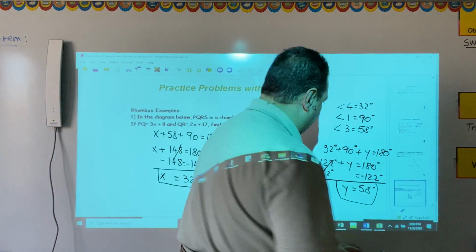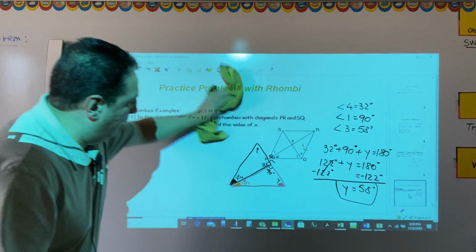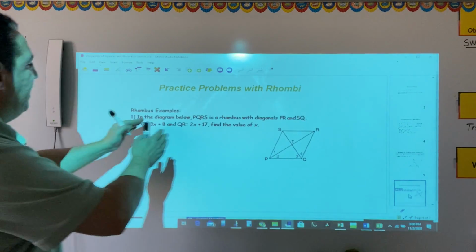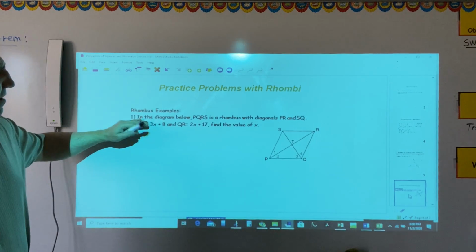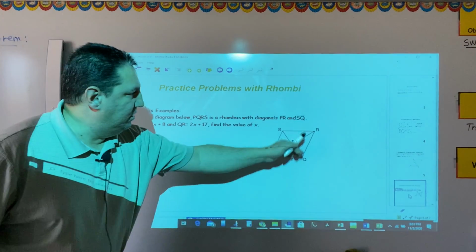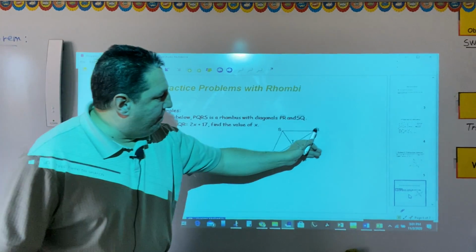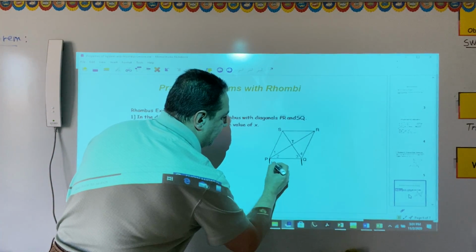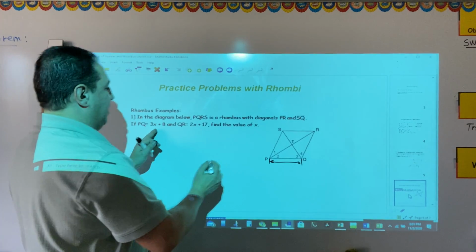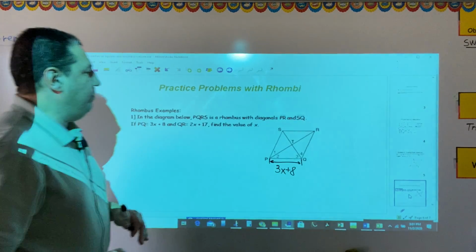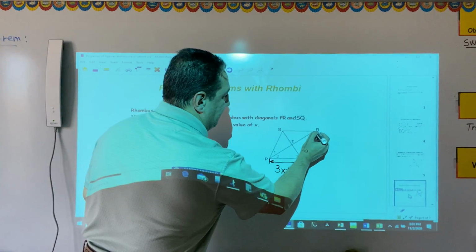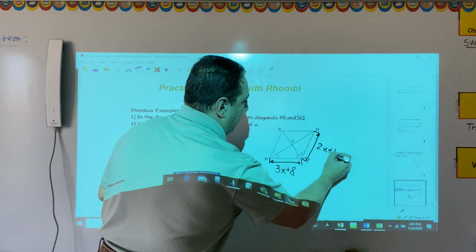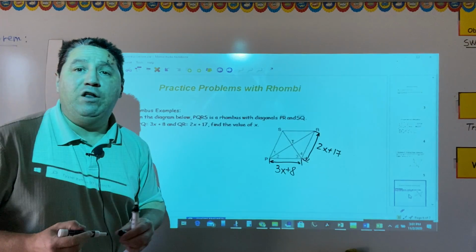And one more practice problem. In this example, we have a rhombus PQRS with diagonals PR and SQ. We know PQ, the side of the rhombus, equals 3x plus 8. And QR, the other side, equals 2x plus 17. It says find the value of x.